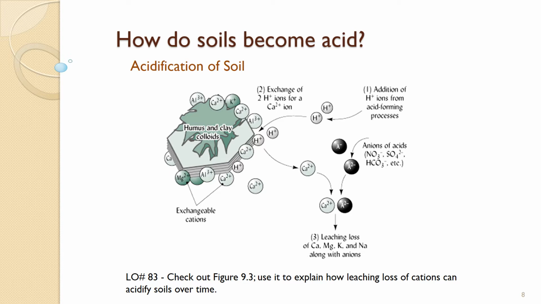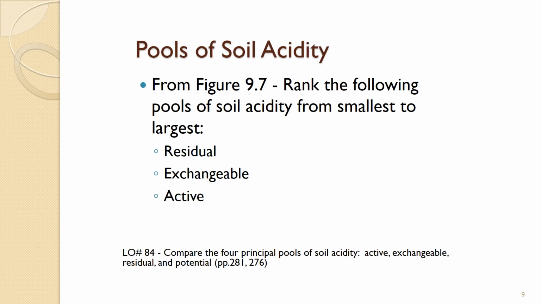And so this acidification of soil is an important process for you to understand, because when soils become too acidic, they're no longer as productive or as useful for a variety of the purposes that we need them for as when they were less acidic. Okay, so we'll talk about that a little more. But let's first talk about the pools of acidity. So we've talked about the sources of acidity, we've talked about the acidification of soil, and now we're going to talk about the general pools of soil acidity. Okay, and so we have a residual pool, we have an exchangeable pool, and we have an active pool.